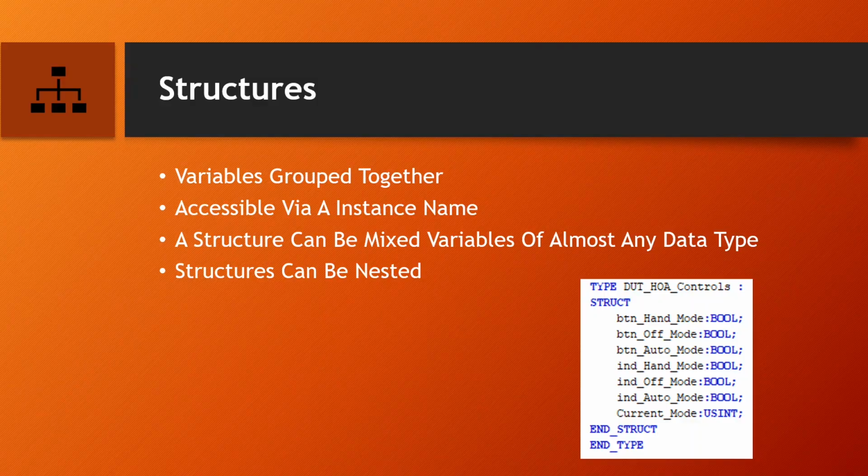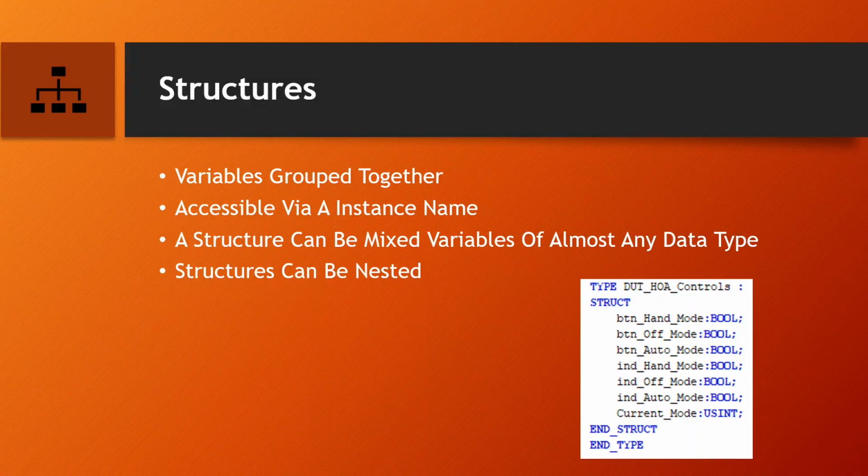So quite simply, a structure is a group of variables that can be mixed types that are bunched together in a structure, and you can instantiate that structure so you can access it via a normal variable. Just as you would for a boolean or a byte, you would create your variable name and then create it as a data type of your structure. And then you can access everything inside that structure by first accessing the variable you declared that structure as.